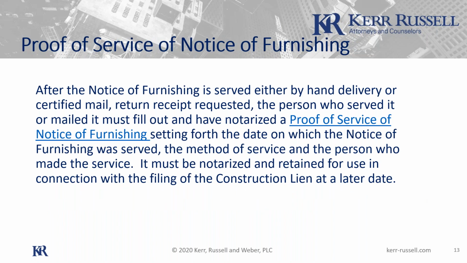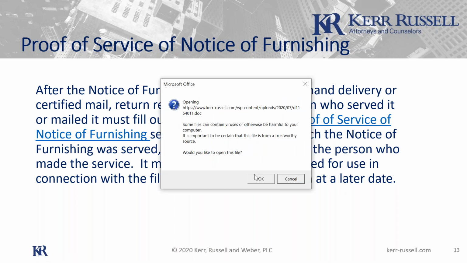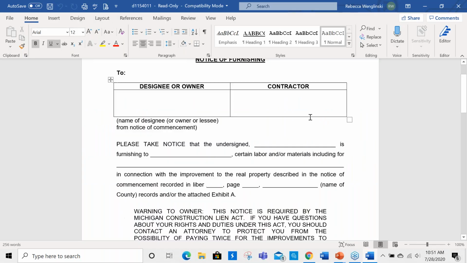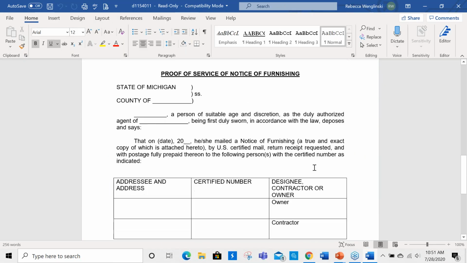Okay, now when you do the notice of furnishing, the other thing that your staff has to be trained to do is to fill out a proof of service. And go ahead and click on the form for that, Rebecca. So this just stays in the file, guys. So you've sent the notice of furnishing off to the owner and the contractor, and then on my form, it's the second page of the form.